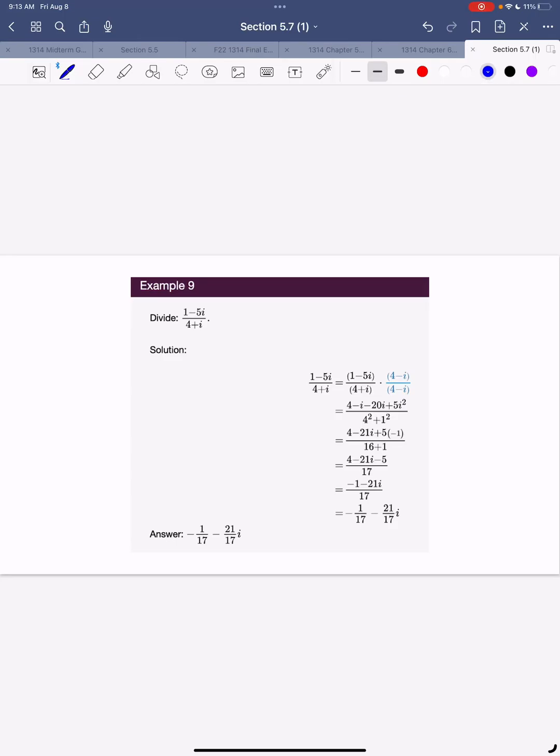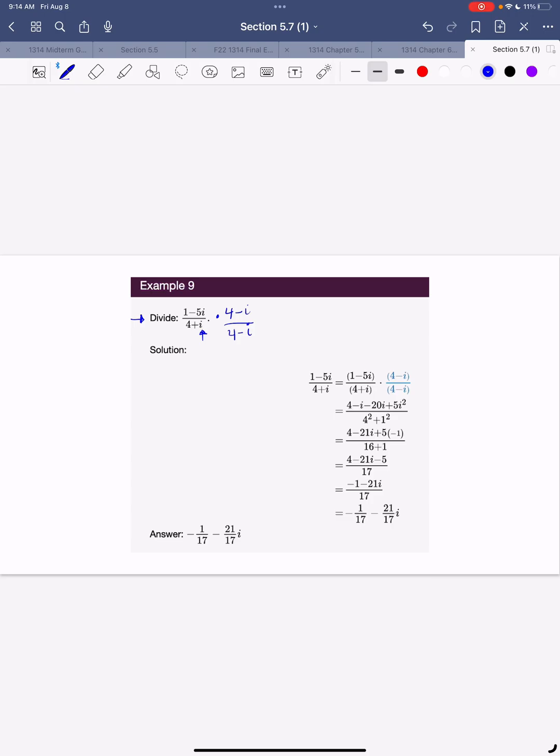When we divide with complex numbers, we're actually going to use what we know about the conjugate. The reason is because, note here, this division, which is 1 minus 5i over 4 plus i, includes a complex i in the denominator. Now what we're going to do is multiply by the conjugate, which is 4 minus i. And what we do to the top, we're going to do to the bottom.